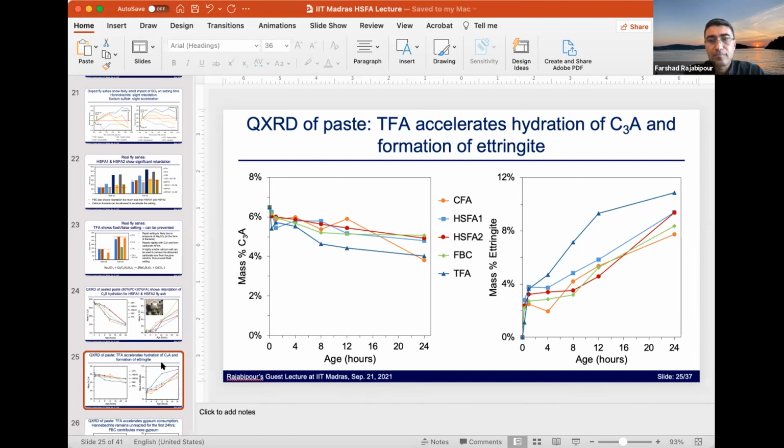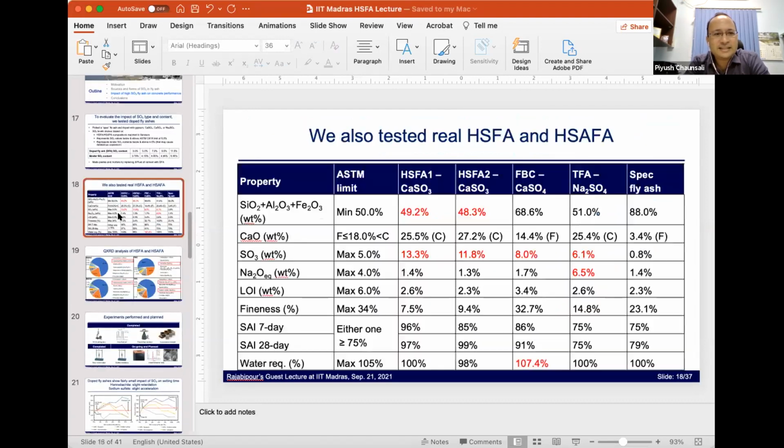Yeah, thanks. One of the questions I picked up from YouTube is about carbon content. What is the impact of the carbon content present in these ashes?